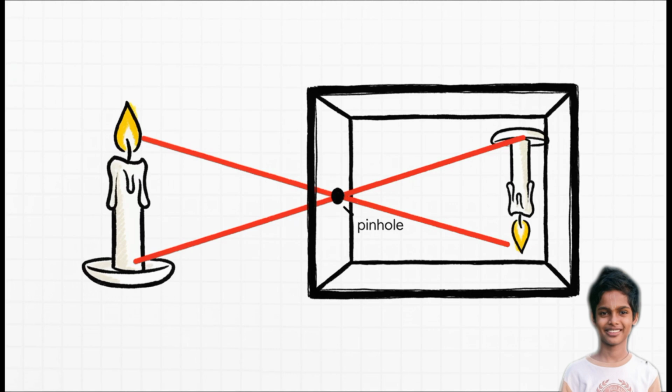So the light rays from the top of an object go straight through the hole and hit the bottom of the back of the box. And the rays from the bottom of the object go straight through and hit the top. They cross over. And that's why the image you see inside is always upside down or inverted.